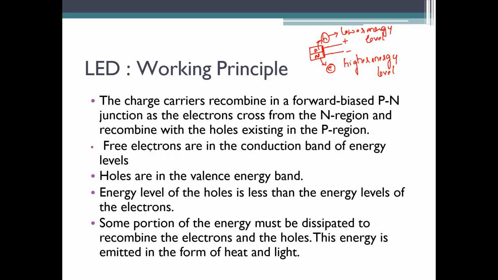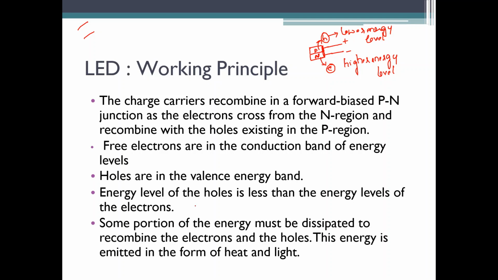Free electrons are in the conduction band of energy levels. So there are bands, right? Valence band and conduction band. The electrons in the valence band will normally have lower energy, and the electrons in the conduction band will have high energy. Holes are in the valence energy band. So basically that's what I have been explaining to you. The electrons in the n-type material have a higher energy level, and the holes in the p-type material have a lower energy level. Or the electrons in the n-type material are in the conduction band, and the holes in the p-type material are in the valence band.